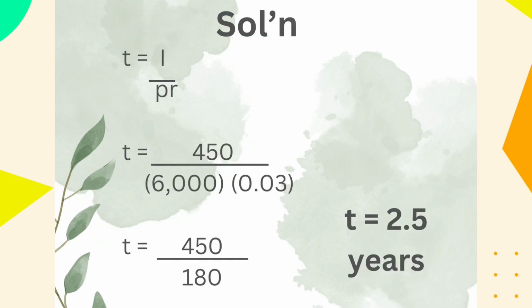Now we will solve for the time. Same as usual, we will substitute all the numbers in their places. Interest is 450 pesos, our principal is 6,000 pesos, and our rate is 0.03. We will multiply 6,000 pesos by our rate, 0.03, so it will become 180. So 450 divided by 180, we will come up with an answer of 2.5 years.